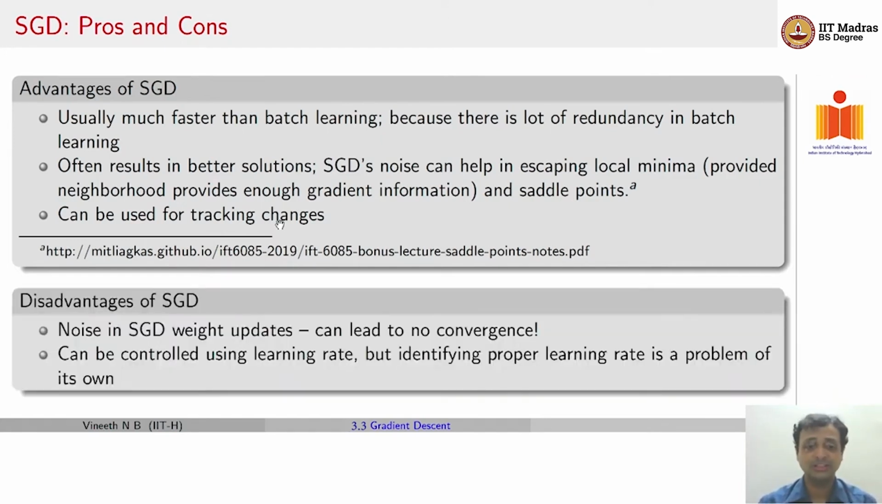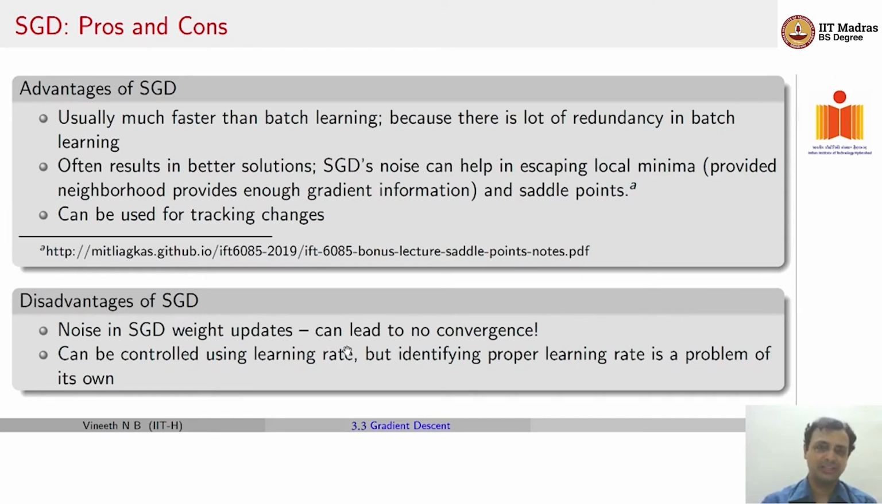What about disadvantages? The disadvantage of stochastic gradient descent is that the noise in stochastic gradient weight updates can lead to no convergence. As we said, because of the complexity of the error surface, where you initialize your weights is very important as to which local minima you converge to. So often today in practice, if in the first few iterations you find too much fluctuation in your error, people often simply change the initialization and try again. Which means noise in SGD weight updates can lead to no convergence, but the solution is fairly simple.